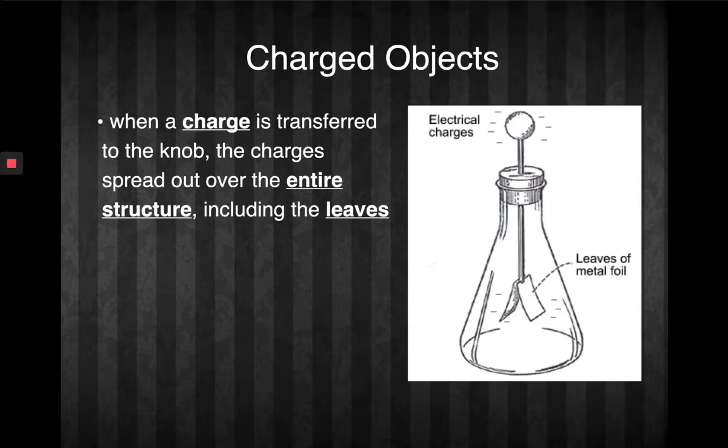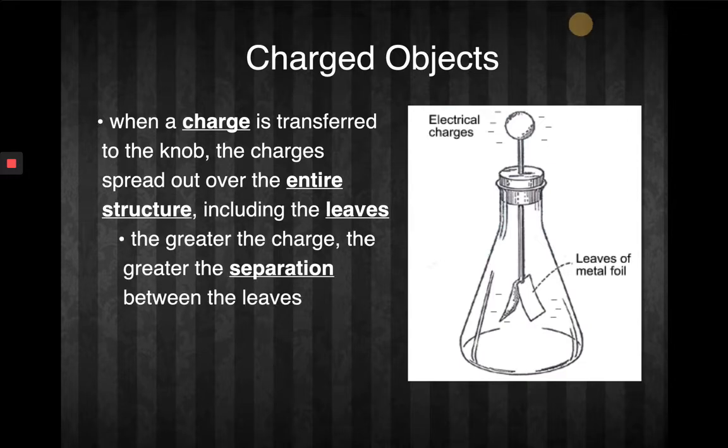So when a charge is transferred to the knob, so the ball on the top, the charge will spread out over the entire electroscope, and this includes the leaves. So the greater the charge, the greater the separation between these leaves will be. So when we start with a neutral electroscope, these leaves are falling straight down towards the ground, and then when the charge comes onto the electroscope, these leaves will flare outwards. So the bigger the charge, the bigger that flare of those two leaves.